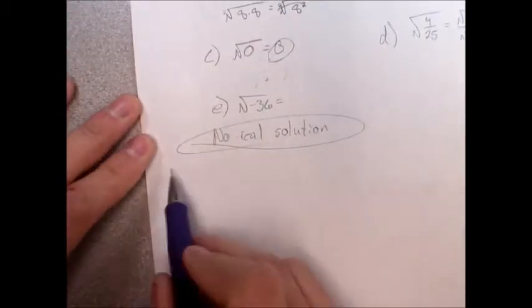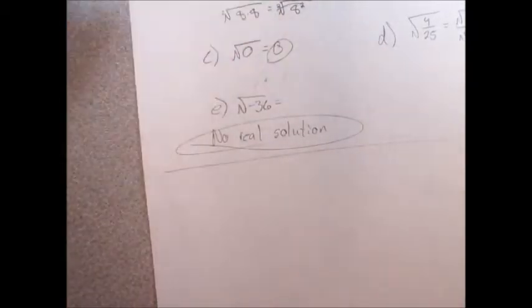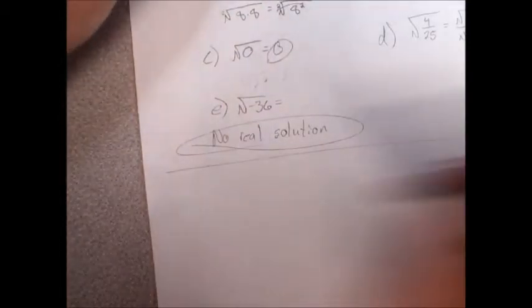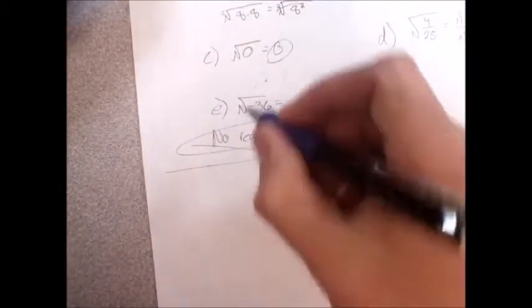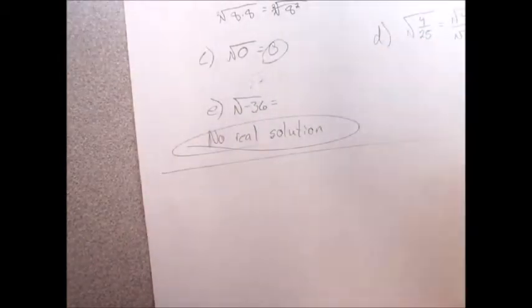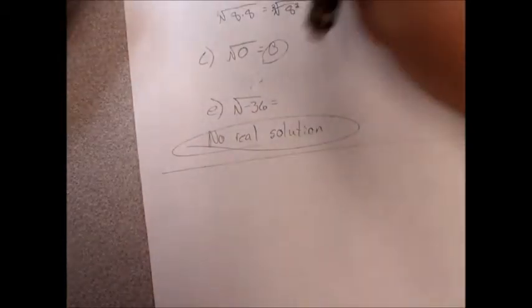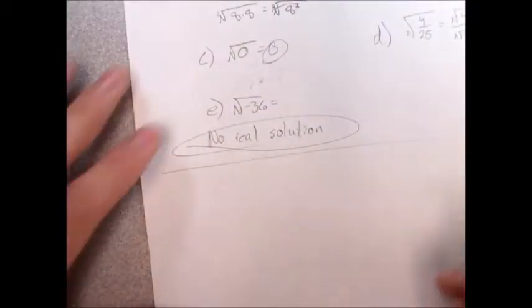Okay, any questions so far? Anytime you see a negative underneath a square root, or an even root, you will automatically know there's no real solution. So if it said the fourth root, that would still be no solution because it's an even number. All right, let's talk about what the cube root looks like.